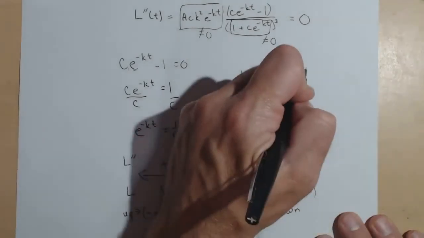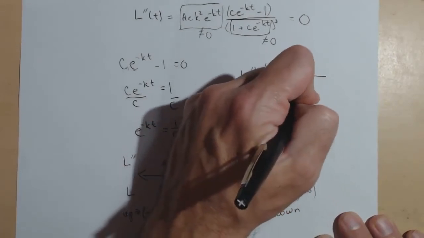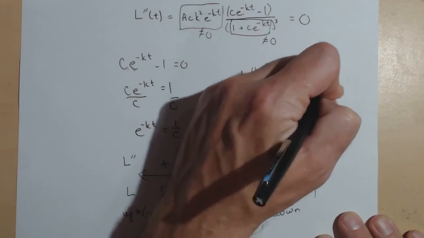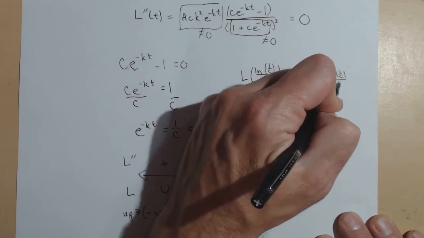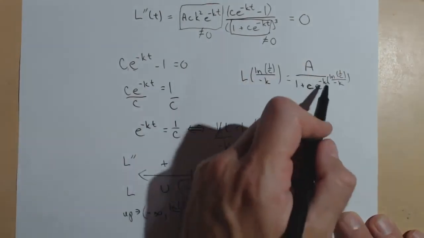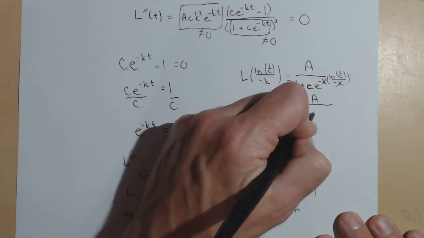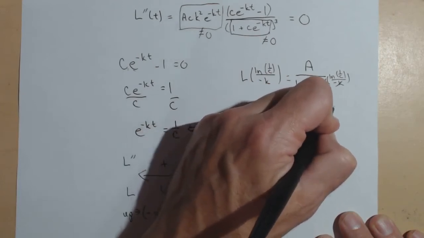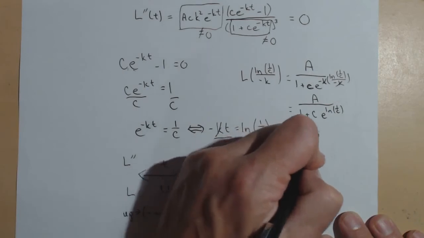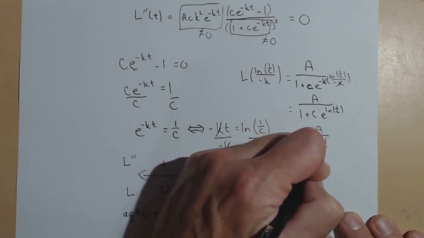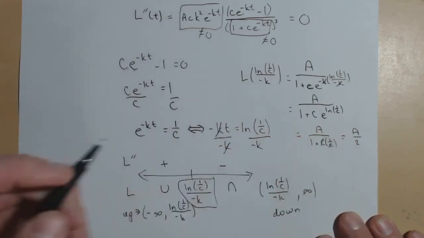So back to our original function, we have a over 1 plus c e to the negative k, and in that input is going natural log of 1 over c over negative k. First thing you might notice, these can't cancel out right away. So we have a over 1 plus c e to the ln of 1 over c. And if you remember your properties of logs, e to the natural log of 1 over c is just 1 over c. So a over 1 plus c times 1 over c. Those cancel, and it's just 1 plus 1, or a over 2.